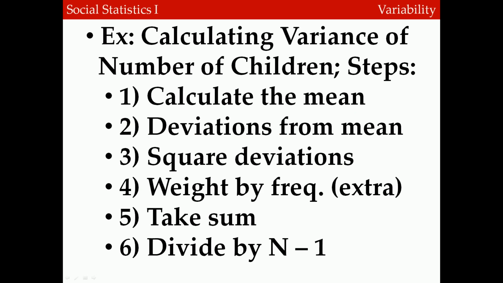Let's look at an example of how to calculate the variance using the variable number of children. Here are the steps involved. First, we have to calculate the mean. Second, we have to take the deviations from the mean. Third, we have to square the deviations from the mean. Fourth, we have to weight the squared deviations from the mean by the frequency. This is an extra step that we take when we're calculating the variance from a frequency distribution. Fifth, we have to take the sum, and then sixth, we have to divide by n minus 1.